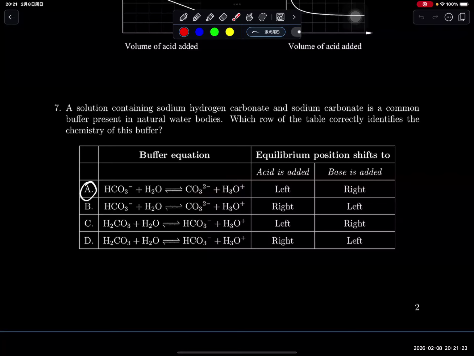Another sort of alternative view, I'm just going to go through it here. If you add acid, that reacts with the conjugate base here, and then gets neutralized. Does that make sense? So it's an alternative view, but I still prefer the equilibrium shift. It makes more sense.